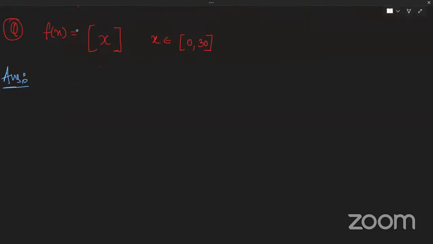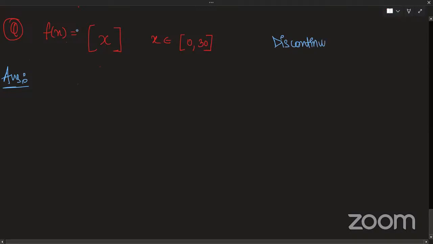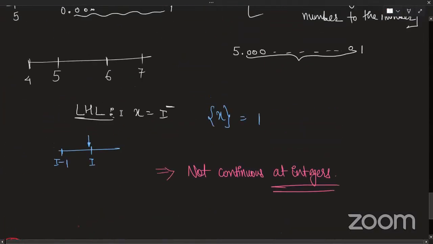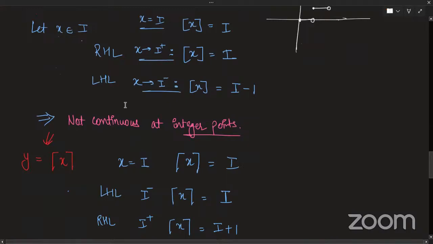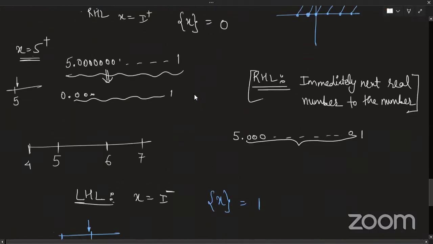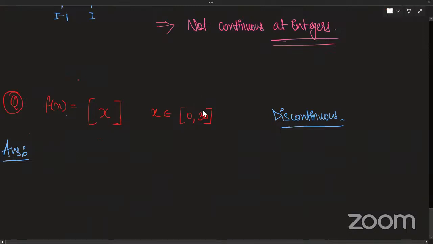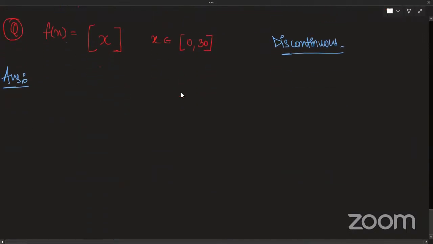So you have f of x that is equal to the greatest integer function of x, where x belongs from 0 to 30. And it is asking at which points it is discontinuous. It is a really simple question. So tell me, at which points is the greatest integer function discontinuous? You can go up and see also if you wish to. The greatest integer function is discontinuous at integer points. From 0 to 30, what are the integer points you have?